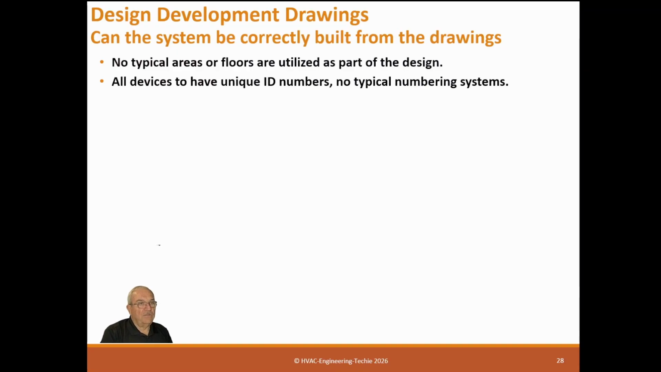All devices to have unique ID numbers, no typical numbering systems. Now, I get a lot of pushback on this, but I realize if you're doing a large hotel and you've got 200 rooms, all with exactly the same size fan coil, you say this is fan coil A, and that makes it easy for the designer, but it causes problems later on. Remember that the owner absolutely has to have separate numbers. The control guy has to have separate numbers. The test and balance guy has to have separate numbers. The electrical engineer needs to have separate numbers.